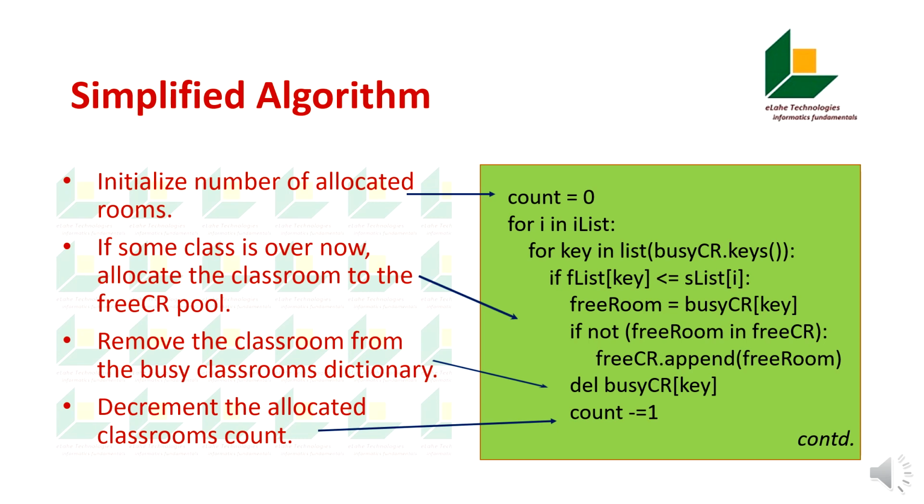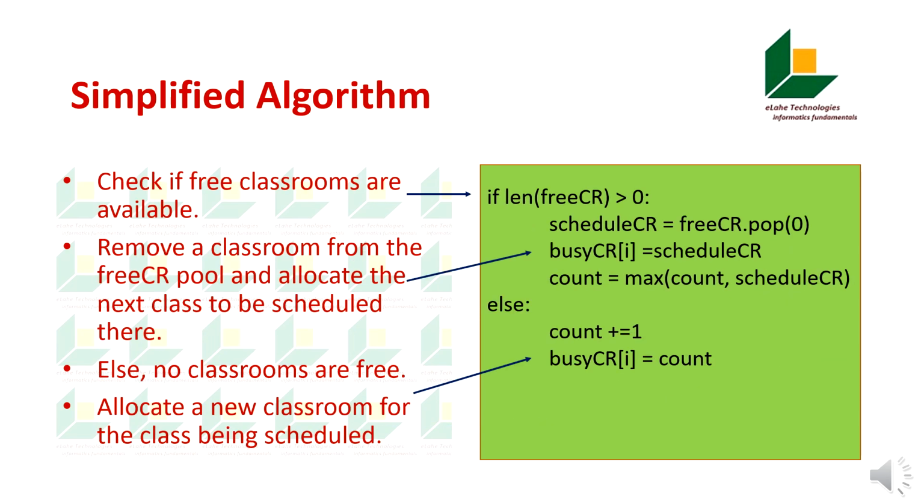Consider the start time s of the next class in our ordering. If the last allocated class has a finish time earlier than s, we add the classroom to the free CR pool and remove the classroom from the busy classrooms dictionary. We also need to decrement the allocated classrooms count. To allocate the current class under consideration, we remove a classroom from the free CR list and allocate the class in the same classroom.